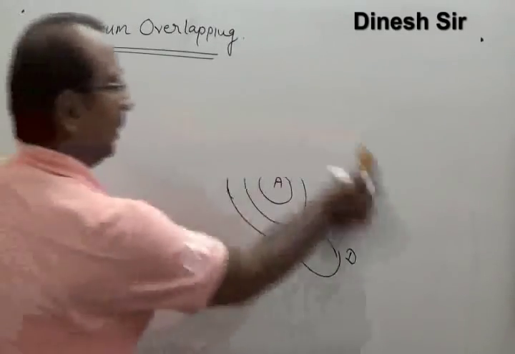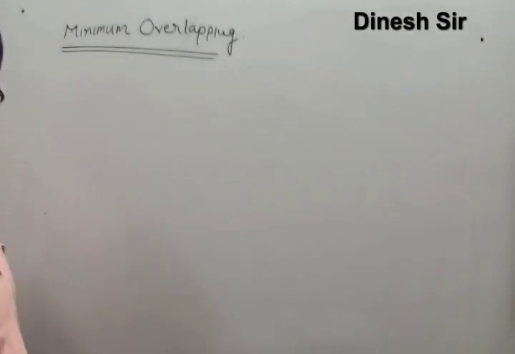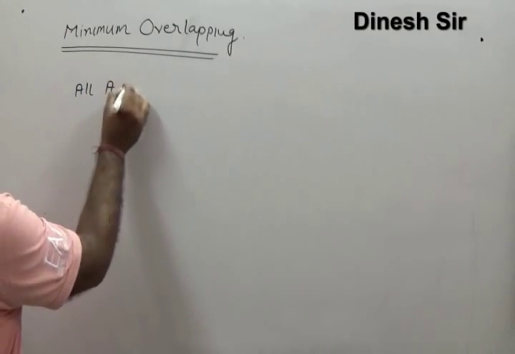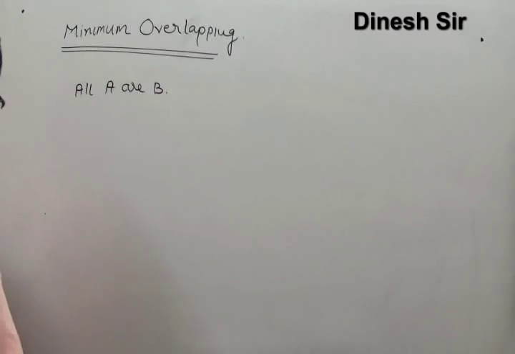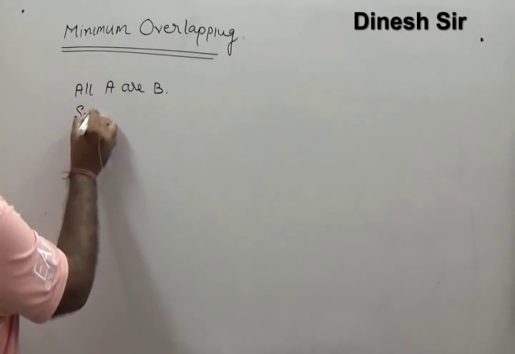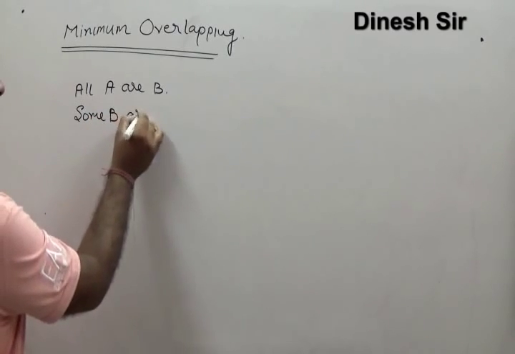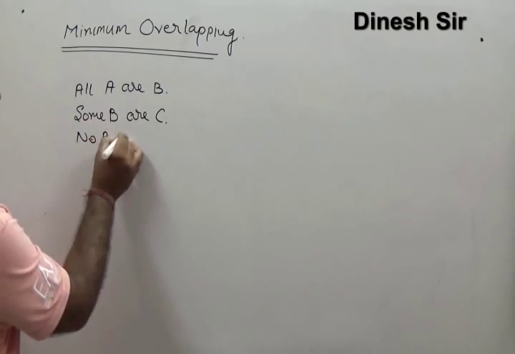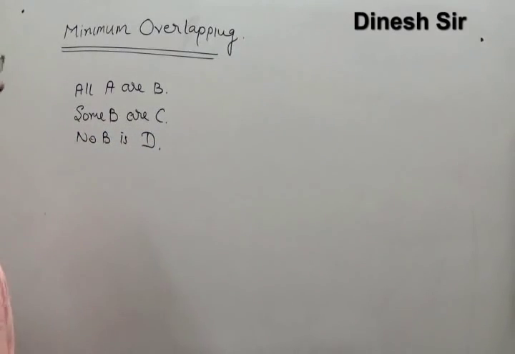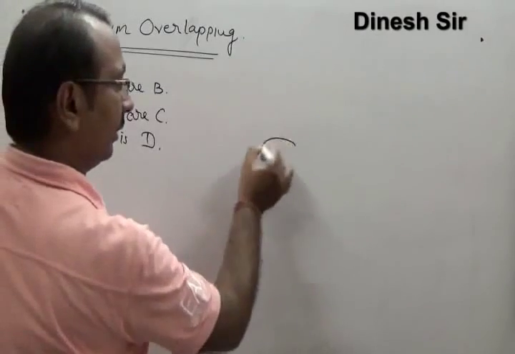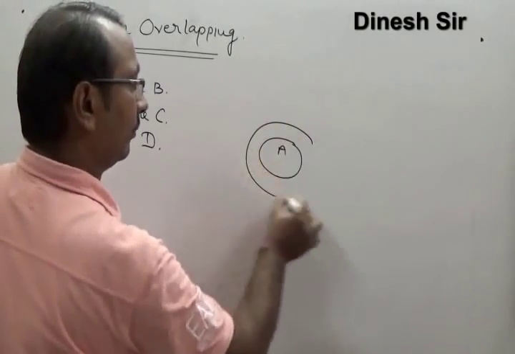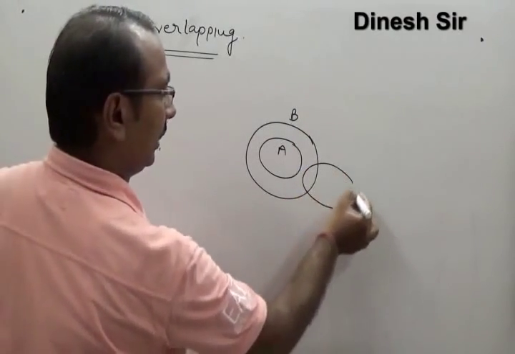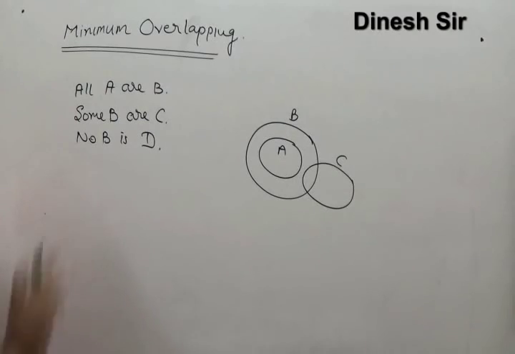Similarly, we may take one more example here. Example number 3. It is given that all A are B. Next we have some B are C. Next we have no B is D. Right? We have to draw it. All A are B. Take this A and this to be B. Some B are C. You will not overlap with A.